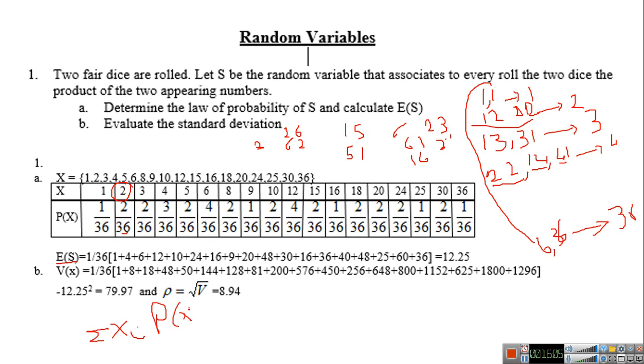What do we expect if you want to play this game to get the most often, the average? It means what do we expect to get? So we expect to get, if you do 1 times 1 over 36 plus 2 times 2 over 36 plus 3 times 2 over 36 up till 36 times 1 over 36, I expect to get 12.25. So concerning the variance and standard deviation, it's cancelled, so we don't have it.